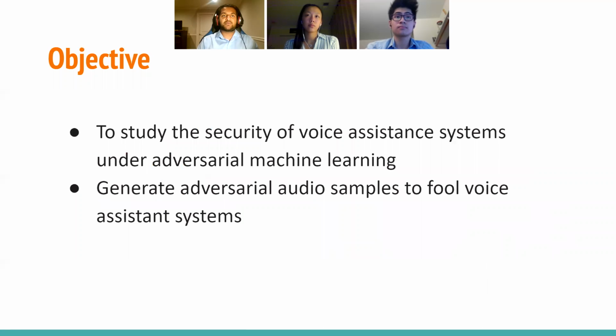Our objective for this project was to study the security of voice assistant systems. More specifically, we wanted to generate and analyze adversarial audio samples to attack speaker recognition systems, and then evaluate the performance under attack.